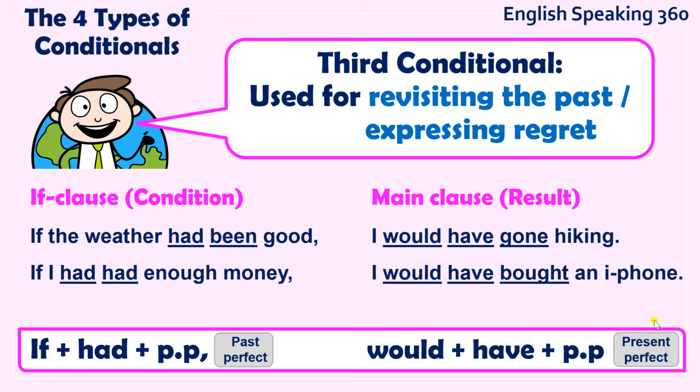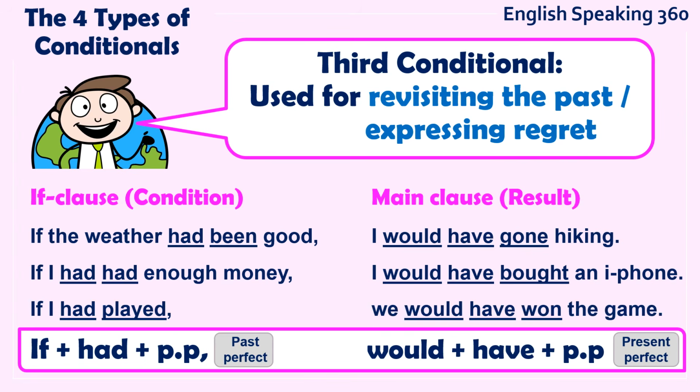If I had had enough money, I would have bought an iPhone. Yeah, I know this one sounds strange because of had. But when we speak very often, we use the contraction. If I'd had enough money, I would have bought an iPhone. And the last one, if I had played, we would have won the game. But remember, I didn't play. It didn't happen in the past. So it's a kind of regret. I should have played, but I didn't.